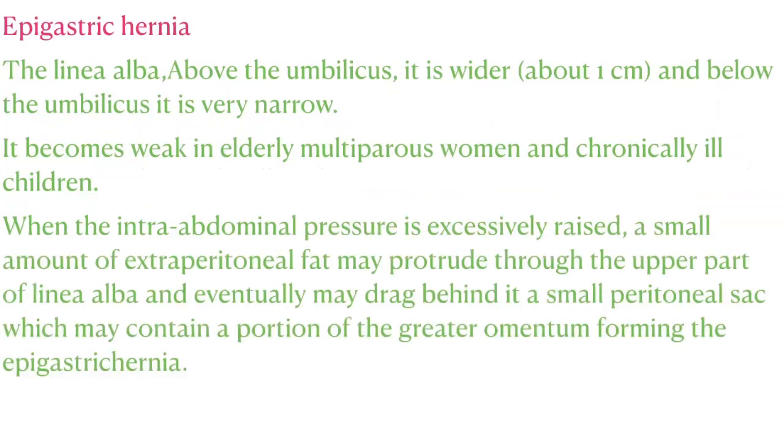Coming to the epigastric hernia, the linea alba above the umbilicus is wider, about 1 centimeter, and below the umbilicus is very narrow. It becomes weak in elderly multiparous women and chronically ill children. Okay, linea alba is weak.